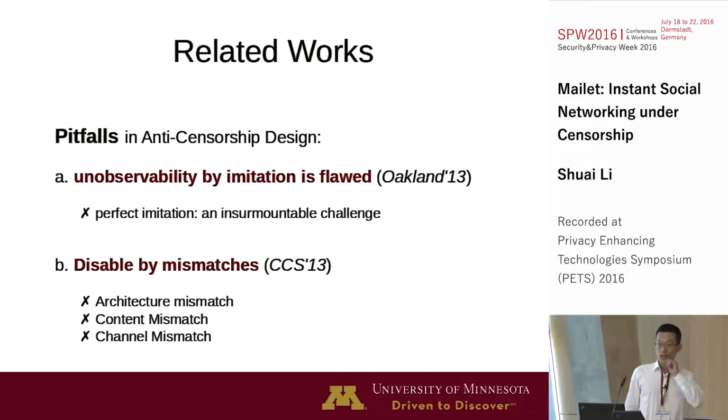So let's talk about the related works. There are two papers talking about the common pitfalls when designing censorship circumvention systems. The first work identifies that perfect imitation is not easy. If you try to imitate a genuine system, you will very easily be incorrect, and that gives the censor the chance to detect the system. The example is SkypeMorph.